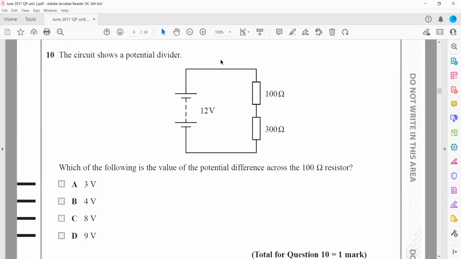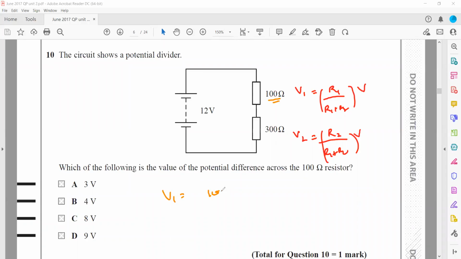Then the circuit shows a potential divider. For the potential divider circuit, if we need a voltage, which of the following values is the potential across the 100 ohm? So here, V1 is equal to R1 divided by R1 plus R2 into the combined voltage V. And if we need V2, that is the resistance of that part divided by the sum of the resistances into the combined voltage V. Potential divider circuits divide the voltage. So if we need the voltage across the 100 ohm, V1 equals the resistance of that part divided by the sum of the resistances of the circuit into the combined voltage, that is 12.